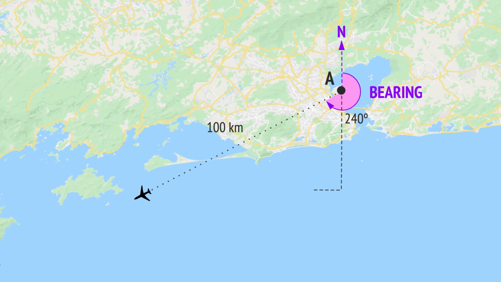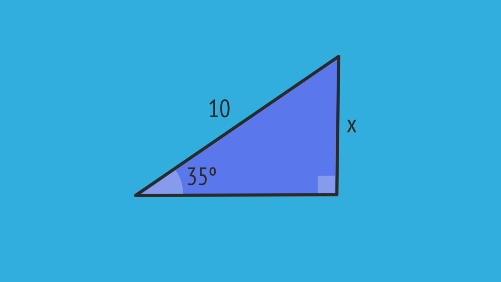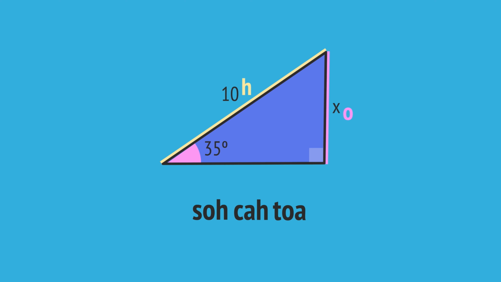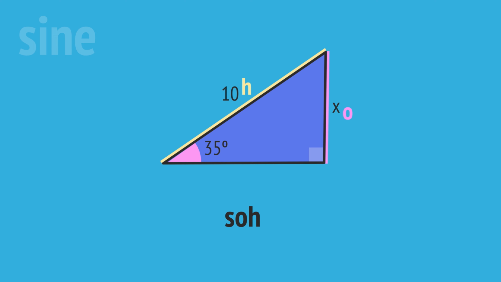So let's work through an example where we know one side length and one angle and want to calculate this side length x. We label the longest side the hypotenuse. We label the opposite side. And we label the side adjacent or next to the angle. Since the adjacent isn't relevant to this example, we're left with the opposite and the hypotenuse, so we use the sine ratio. Substituting the values into the formula, we write sine 35 equals x over 10.